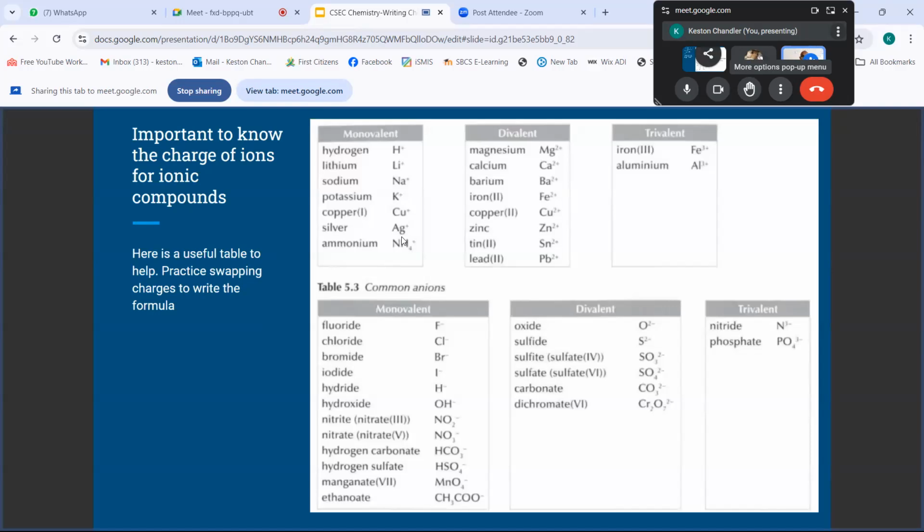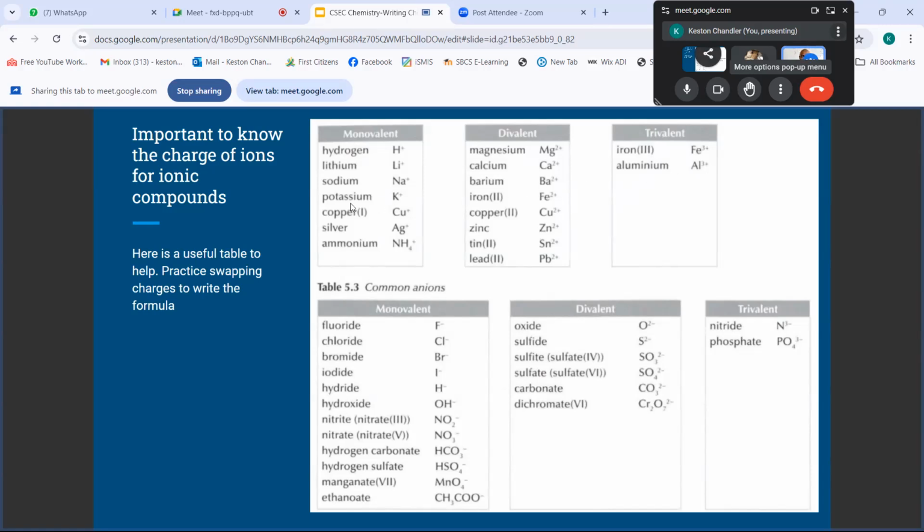So we need to know that so that when we are writing a formula, let's say for ammonium chloride, we will know what charge the ammonium molecule or ion, so to speak, would have. We have divalent molecules as well, or divalent ions. This means that they all have charges of +2 or 2+. And then we have trivalent, which means they have charges of 3+.